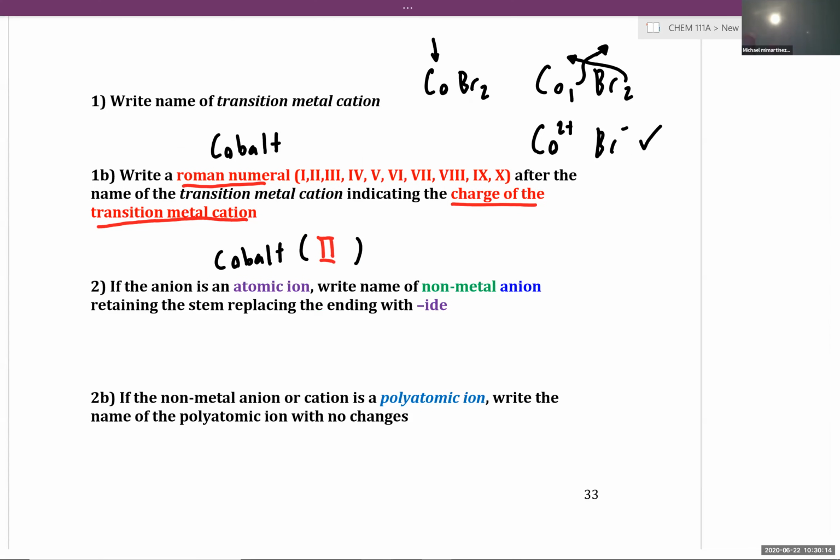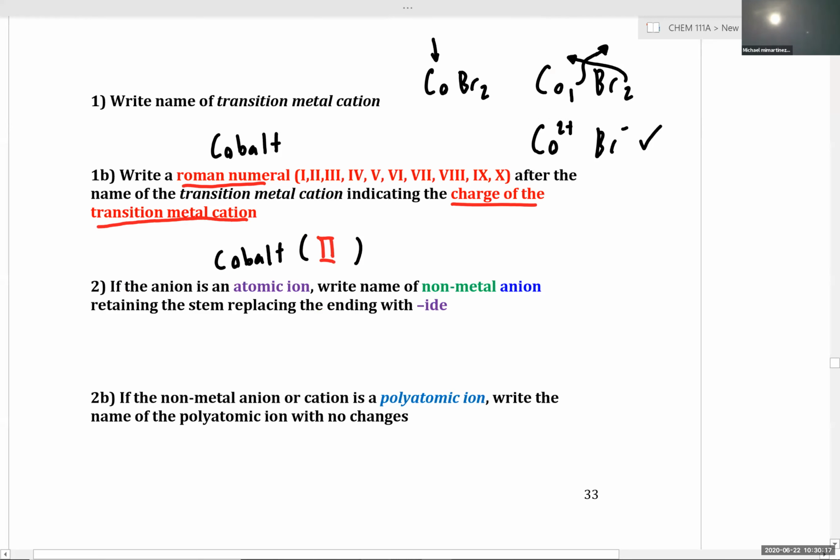Now, the next set of rules concern your anion. If your anion is an atomic ion, you write the name of your anion and replace the ending with -ide. To show an example of that, with CoBr2, we figured out that the cobalt has a charge of +2, so we name this as cobalt(II), and then instead of bromine, we call this bromide. So the full name for this compound is cobalt(II) bromide.